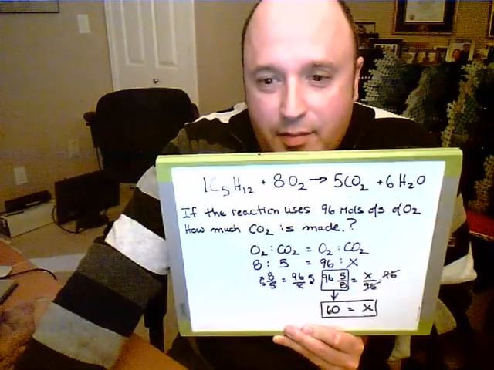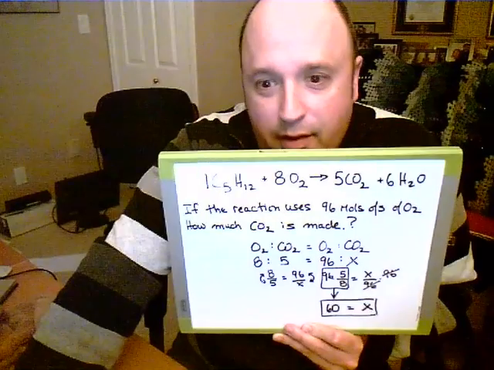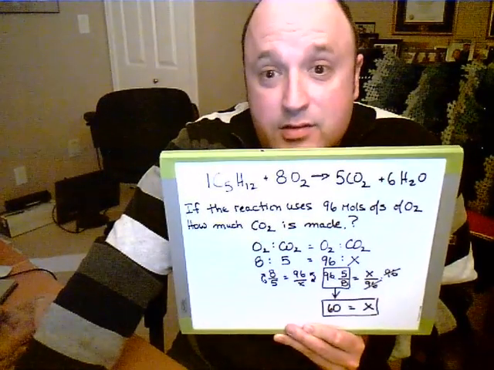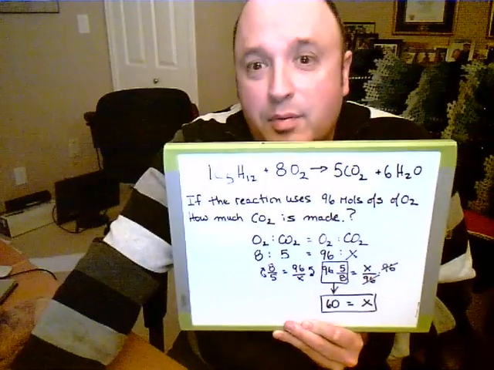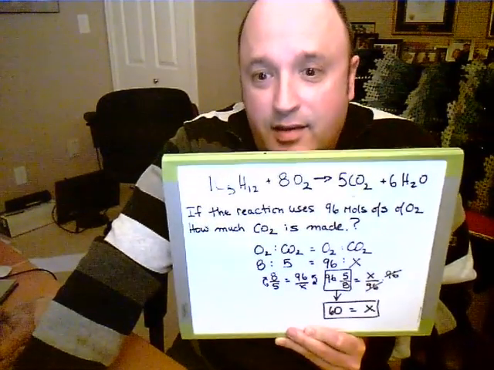You can go 96 divided by 8. That's a little bit easier to think about it that way. 96 divided by 8 is 12, and then 12 times 5 is 60, but whatever. Pop it off your calculator, and there's your answer.